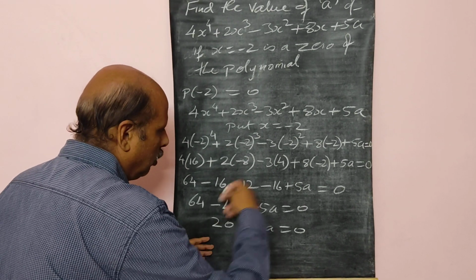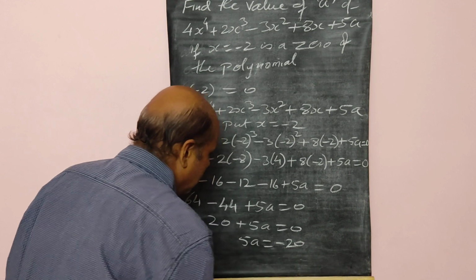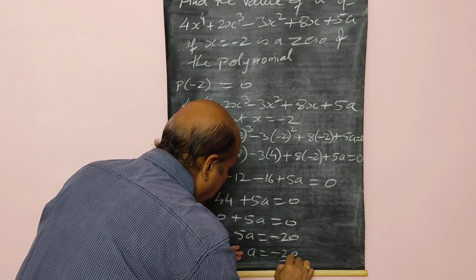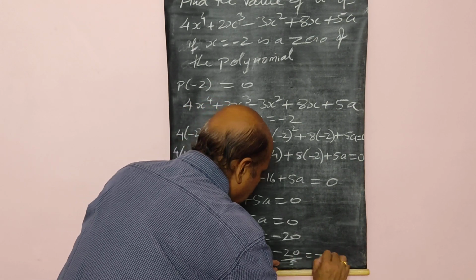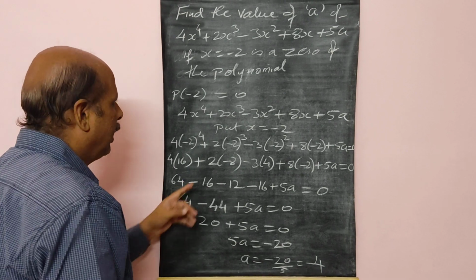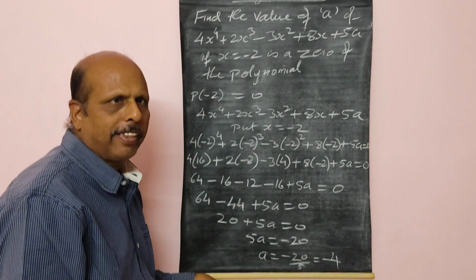So let's solve this equation. Take it to the other side. 5a is equal to minus 20. a is equal to minus 20 upon 5. If you cut it, you will get minus 4. So if the value of a is minus 4, then x equal to minus 2 will become the 0 of the polynomial.